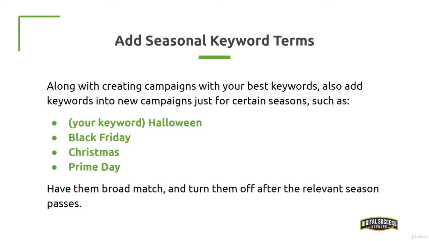Okay, also add seasonal keyword terms. Along with creating campaigns with your best keywords, as I just talked about, also add keywords into your new campaigns. You could say your keyword plus Halloween, or Black Friday, or Christmas, or Prime Day. Make sure you have them on broad match, because exact match wouldn't be as effective, since you don't know if people are typing in exactly your keyword phrase followed by Prime Day. You just want your PPC ads to show when your customer types in your targeted keyword phrase along with a seasonal word somewhere in their search. And then, of course, turn them off after the relevant season has passed.